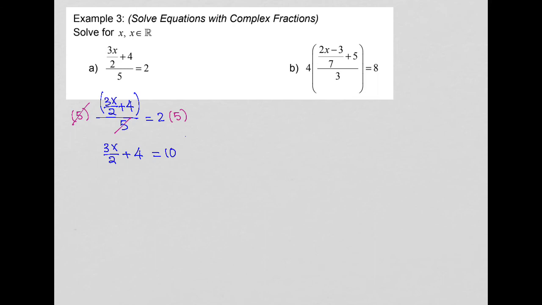All right, so now you can either change everything to a fraction and have a common denominator of 2, or I can isolate that x term. So I can remove the 4 on both sides first. And I will get 3x over 2 equals 10 minus 4, which is 6. And in order to get rid of the division by 2, I can times by 2 again. And I times by 2, I can remove the 2. I will get 3x equals 12. And then to remove the 3, I'm going to divide by 3 on both sides. So I get x equals 4.